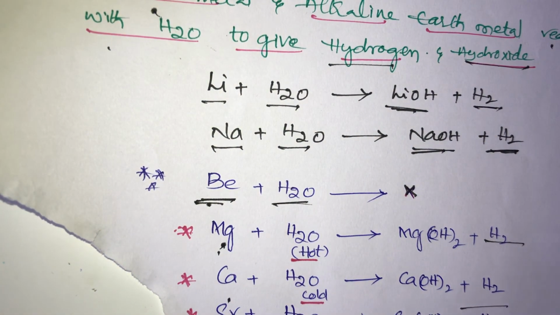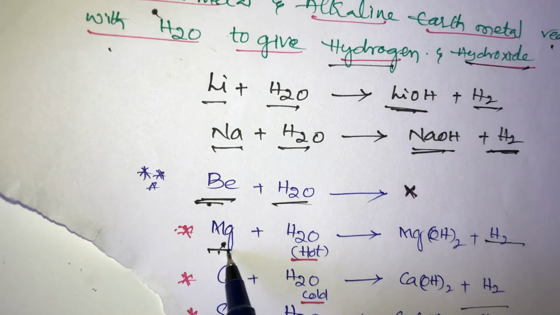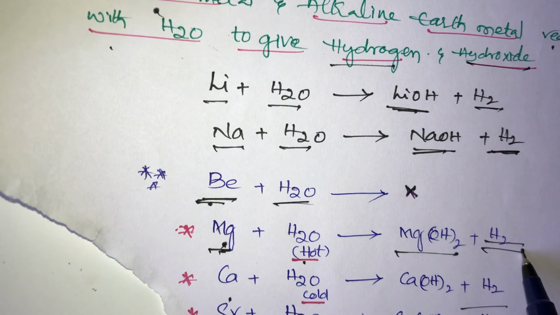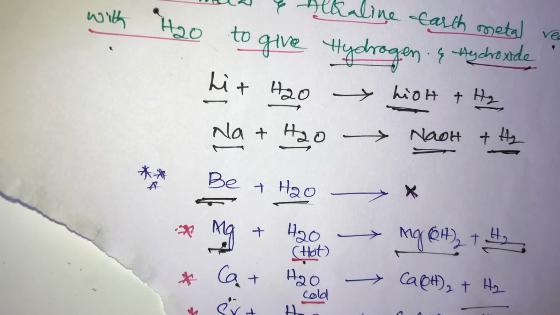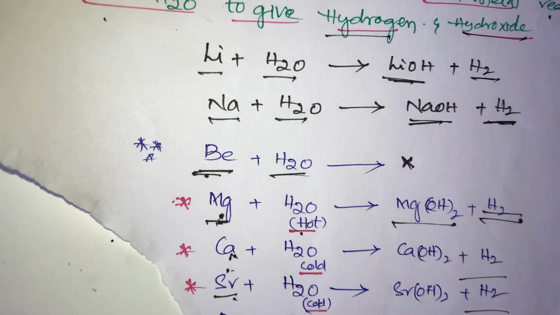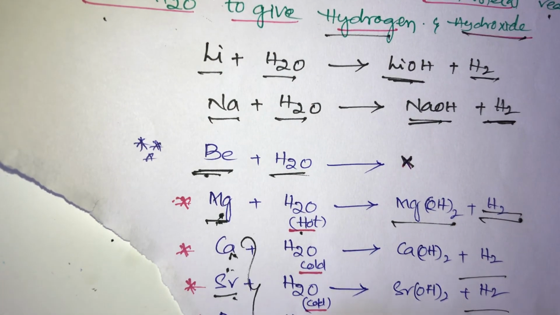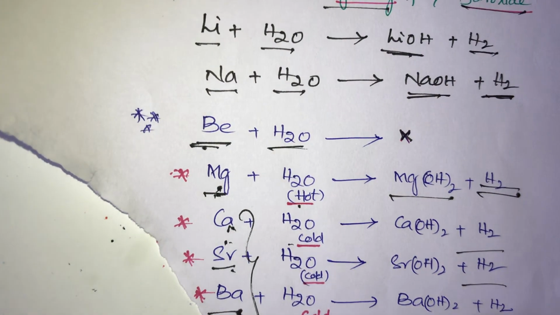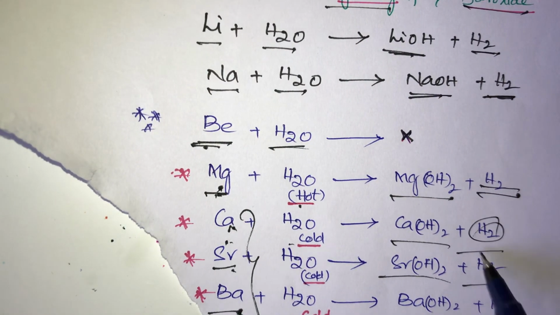In 2A group elements, in alkaline earth metals, beryllium does not react with water, whereas magnesium reacts with hot water only. Magnesium reacts with hot water to form magnesium hydroxide and hydrogen gas, whereas the remaining elements like calcium, strontium and barium dissolve in cold water to give strong bases and hydrogen gas. It is also very important, students.